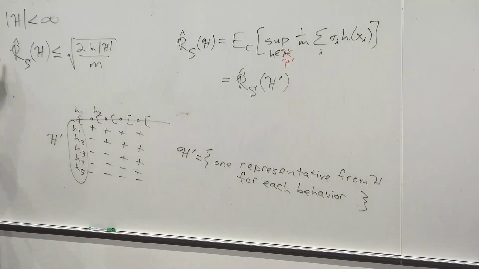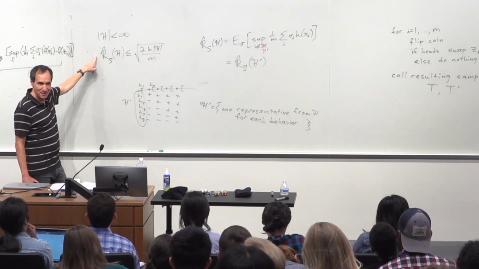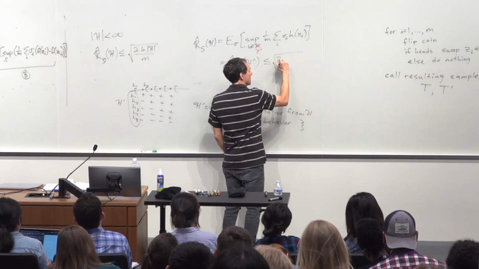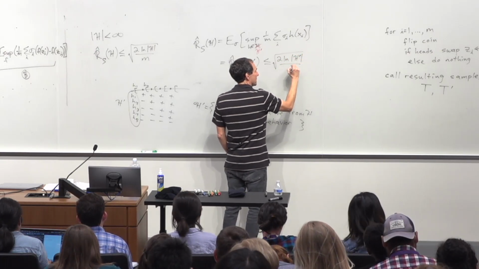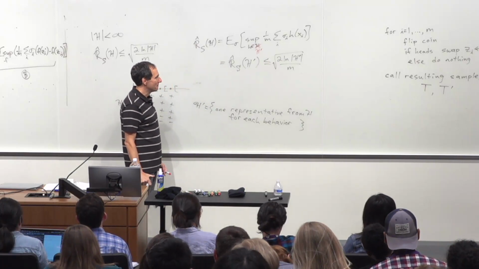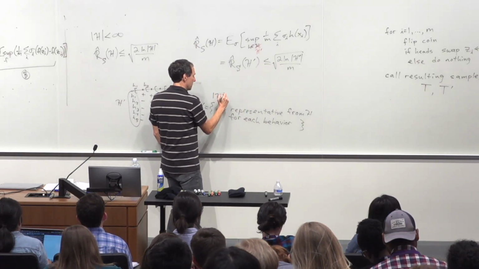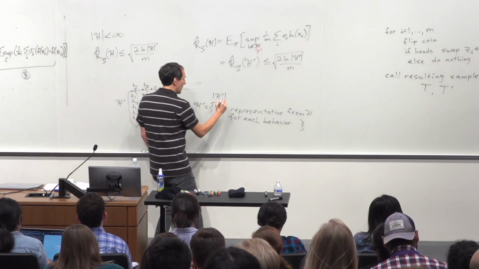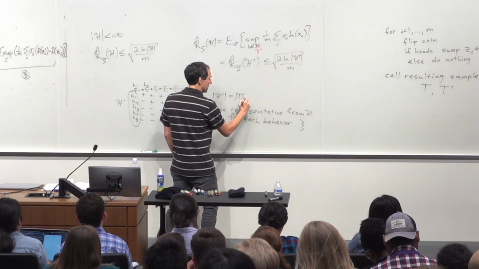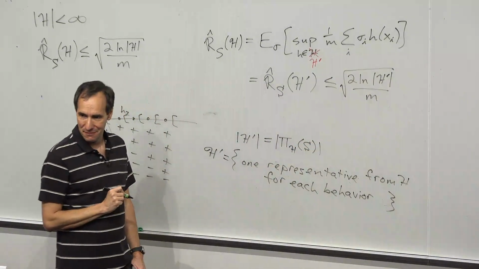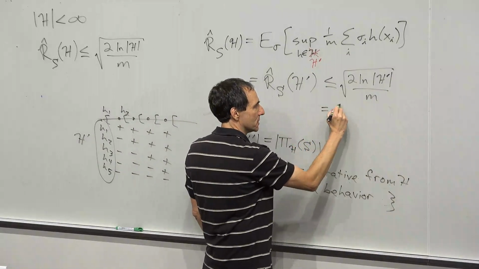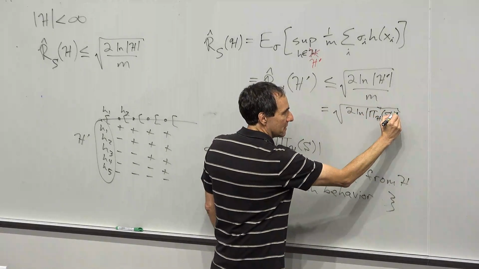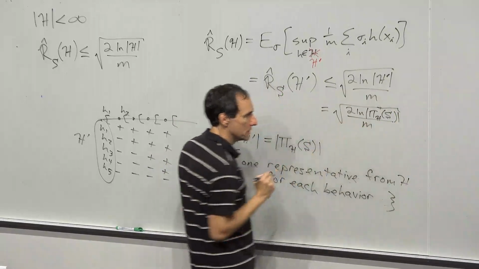So for H prime, we can use this result over here. Its empirical Rademacher complexity is at most, just plug in over there, square root of 2 log cardinality of H prime divided by m. And cardinality of H prime, well, we have exactly one representative for each one of these behaviors. And the number of behaviors is just the size of the set of all behaviors on that sample S. So this is really just square root of 2 log number of behaviors on S itself, like that effective hypothesis space that we wished we could have used yesterday.